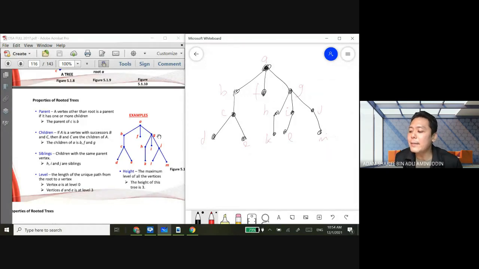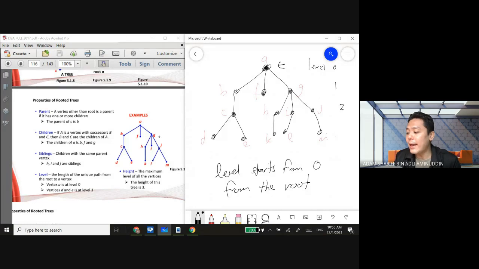Just to highlight the number of levels. Okay. For the terms of tree, the level starts from 0. From the root, jangan kita kira daripada bawah, kita kira daripada root. This is the root and this is level 0, level 1 and level 2 and level 3. So this tree has 3 levels. And the root, the outmost root is A.